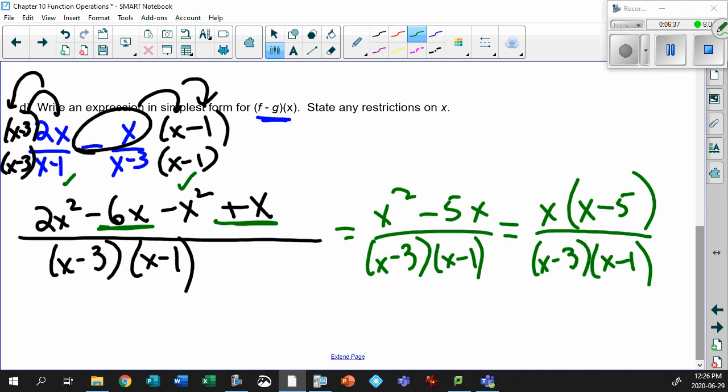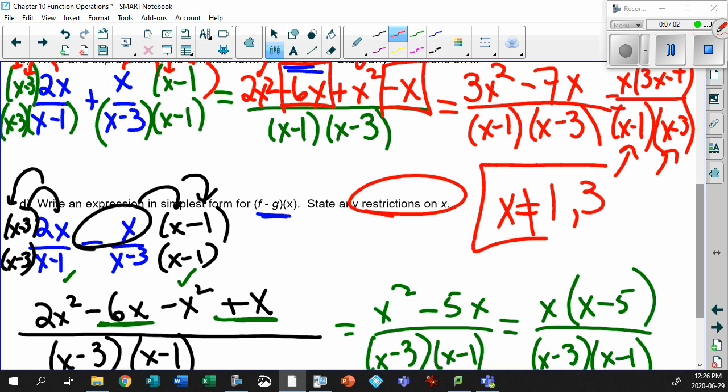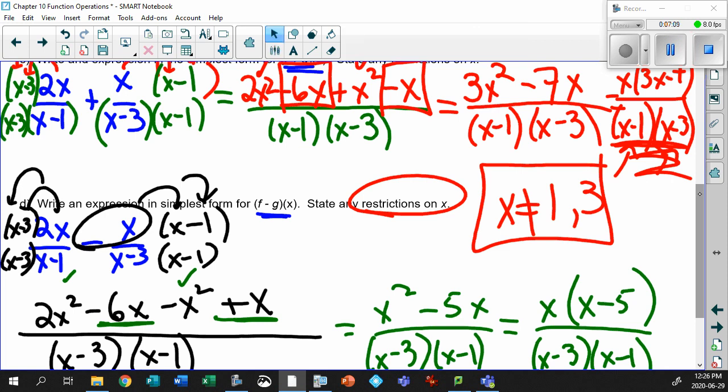Now, one of the things that I didn't do here is the restrictions. But I know the restrictions are still based on those non-permissible values that I found earlier. So again, the restrictions are those non-permissible values that are in the denominator, and they were the same for this one and for this one here. So of course, x cannot equal positive 1 and positive 3 because either one of those values will make that denominator 0 and you can't divide by 0.